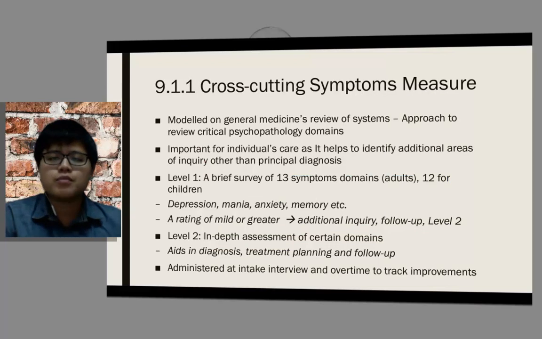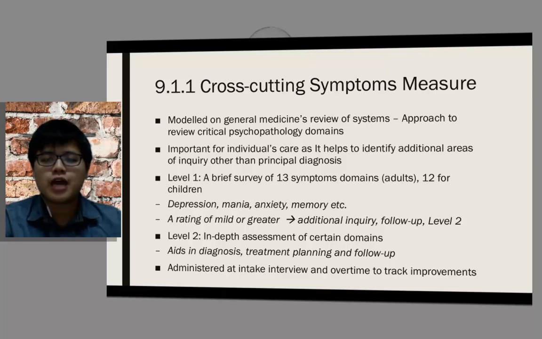For the cross-cutting symptom measures, it is modeled on general medicine reviews of systems. It's like an approach to review critical psychopathology domains. It is very important for individuals' care as it helps to identify additional areas of inquiry other than the principal diagnosis. There are 2 levels of cross-cutting symptom measures.